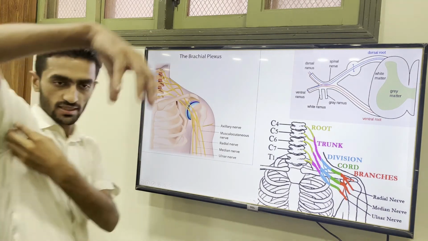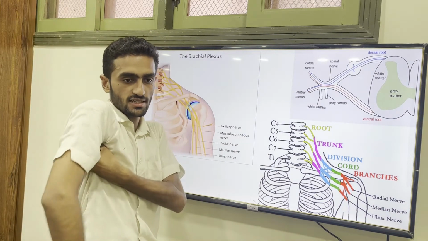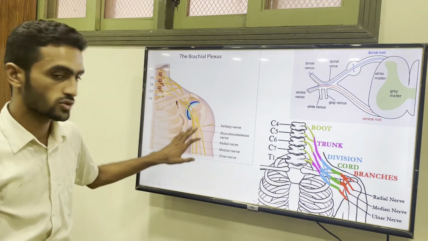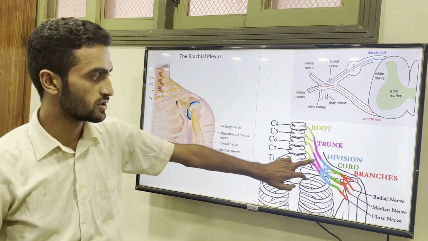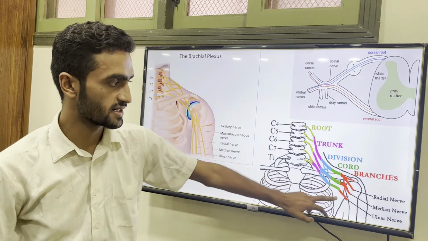Okay, so this is actually the axillary region. When you see here, this is actually the axillary region. Then the branches come in the brachial region. So same thing: roots, trunks, divisions, cords, branches.